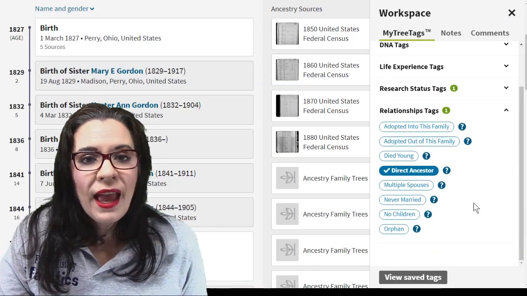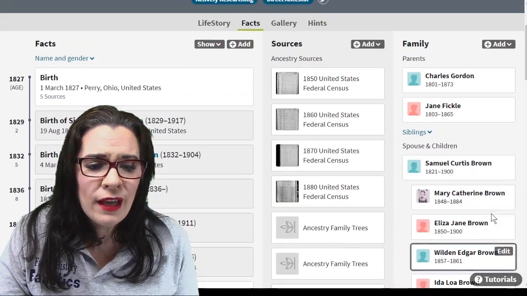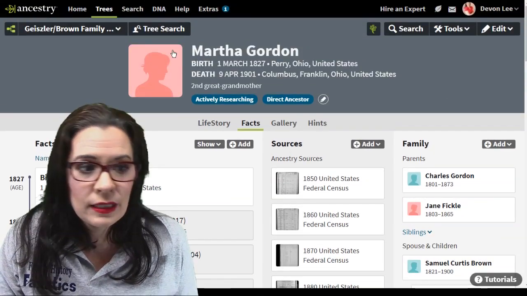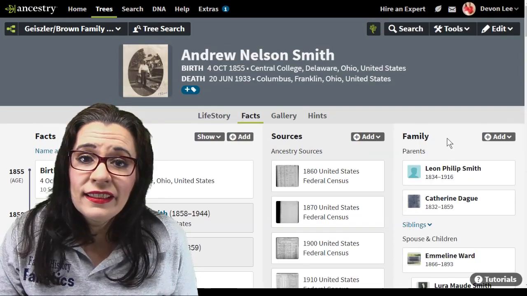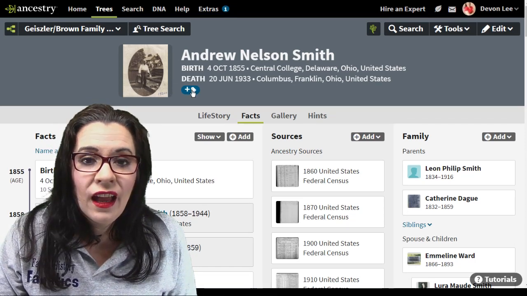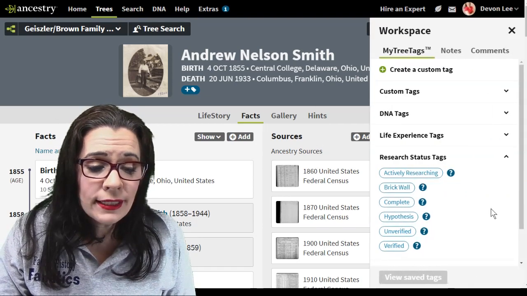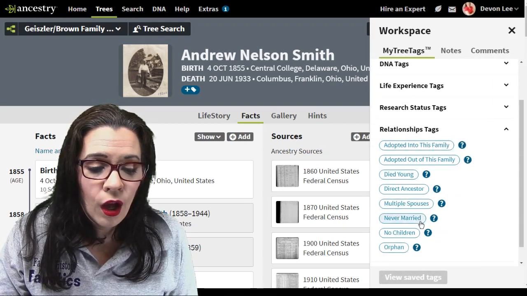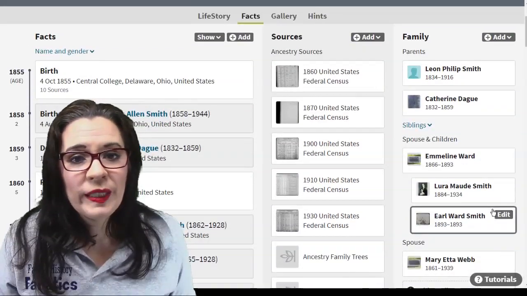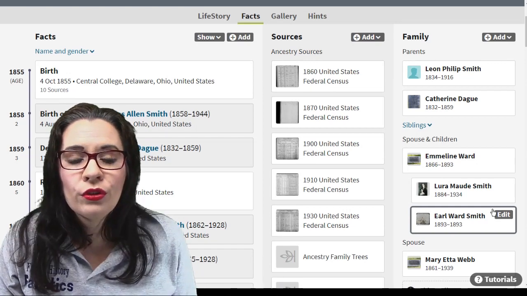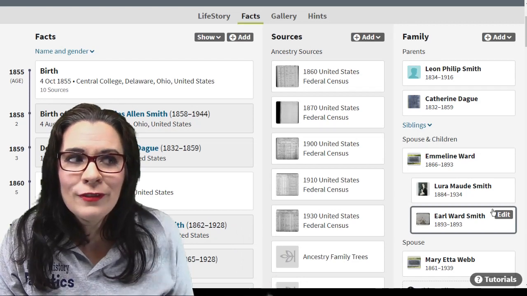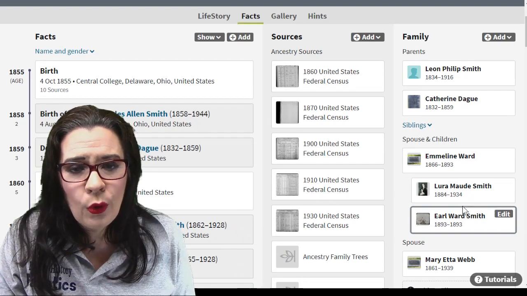Multiple spouses. And my husband often says, why would that matter? Wouldn't it show up here, multiple spouses? Let me go find someone who has multiple spouses really quickly. So this is one of my direct line ancestors, Andrew Nelson Smith, and he has multiple spouses. So I could tag him as having multiple spouses. What is the advantage of that? Now, I don't believe in having a tree of 50,000 people. If I want to have a tree of 50,000 people, I'll go use FamilySearch, because invariably I'm only working on 2,000 people or less.